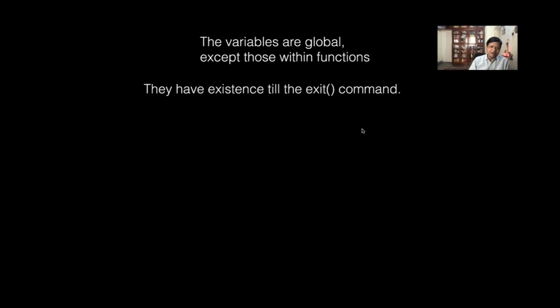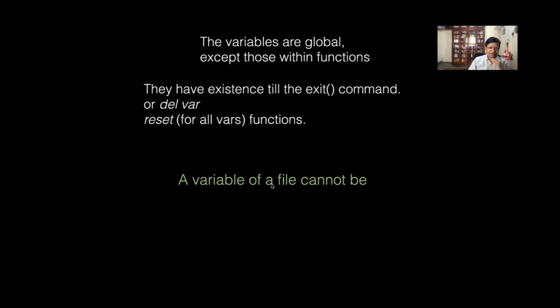Except those within functions. I'm going to cover functions in the next class. So variables declared within functions are local variables to the function. We'll get to that a bit later. So they exist till exit command. So x equal to 5, that x is there till the end, but you can delete a variable by del variable or reset. So just say reset, then it will reset all the variables. Reset means it deletes everything.